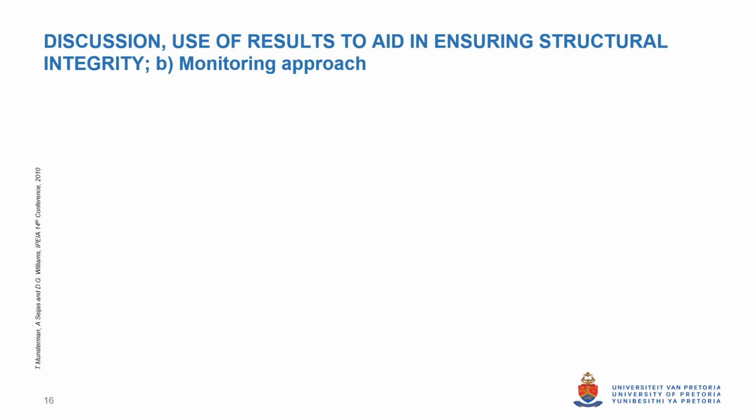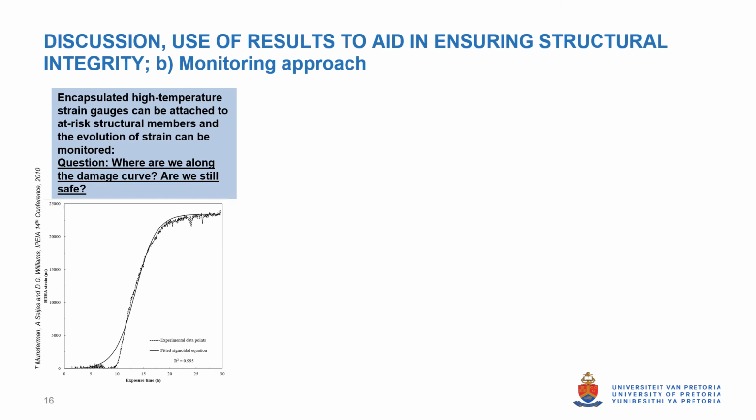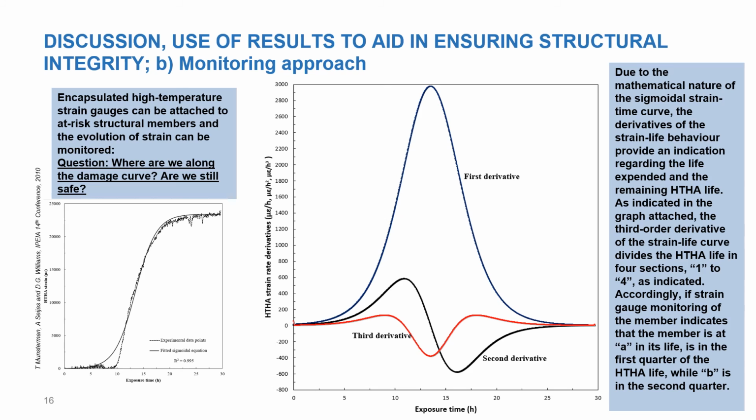The second application of the current work has to do with tracking the HTHA damage process by attaching high temperature strain gauges to structural members that need to be monitored. The evolution of HTHA strain can then be tracked in real time. The difficulty is then to know what the strain values found mean in terms of structural integrity. Here we show the sigmoidal strain life curve for carbon steel and its first, second, and third order derivatives.